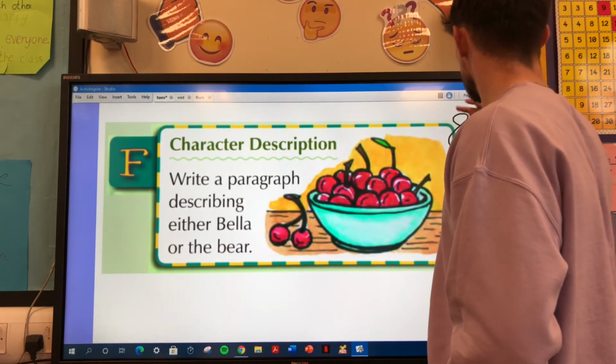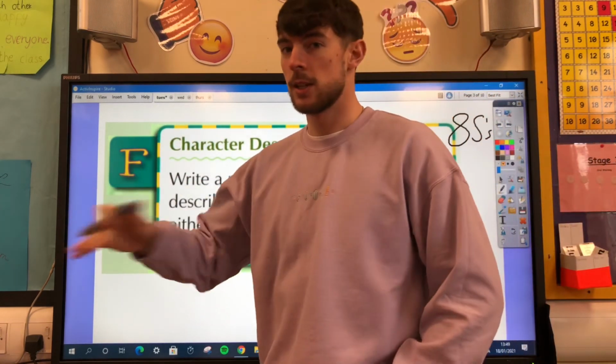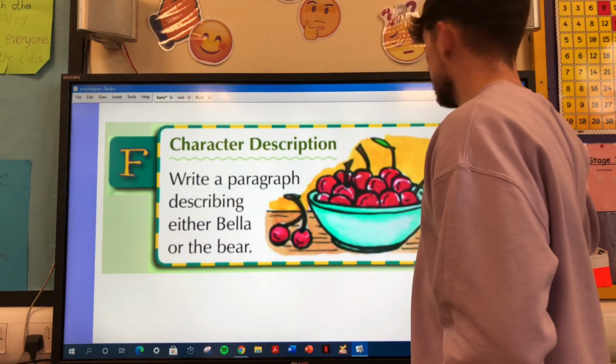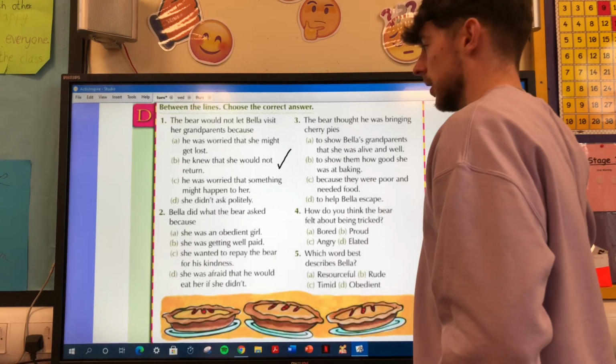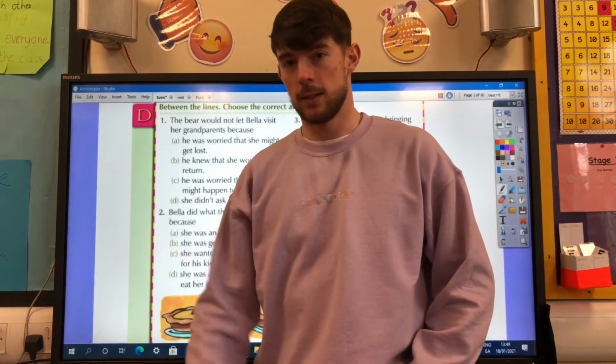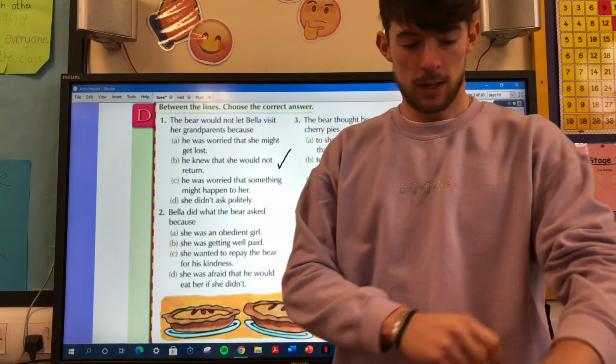Okay, and that is all you have to do for English, right? So that's all you have to do. 3 different exercises. So in total you have 8, 14, 19 sentences to write down. That's it, okay? So if you have any problems, contact me in Class Dojo.